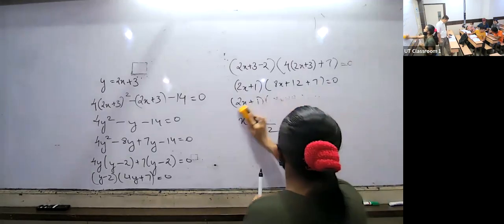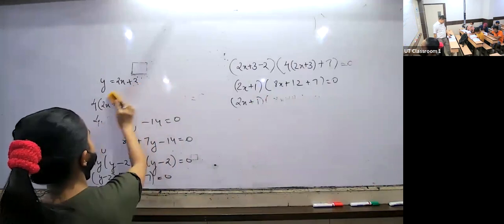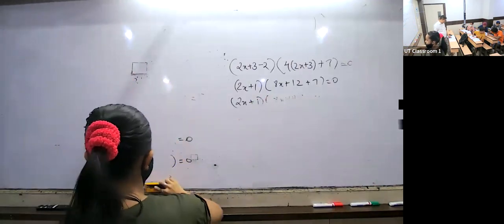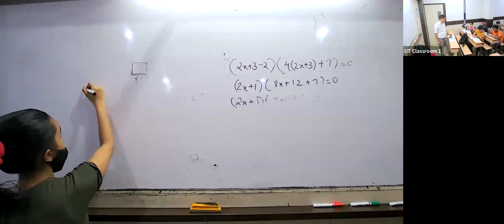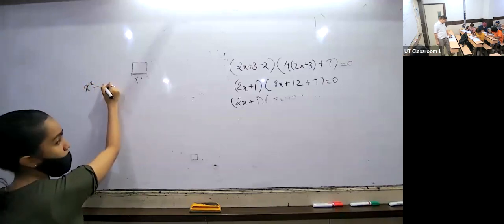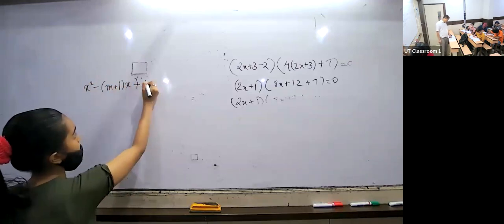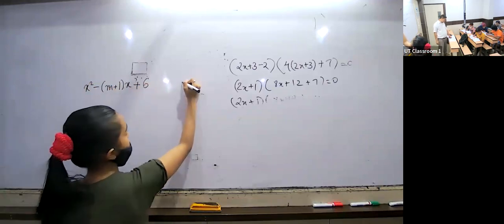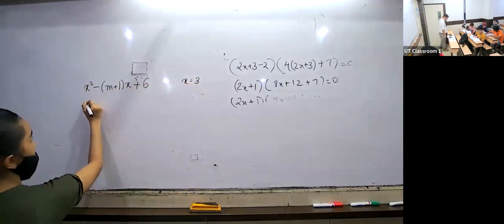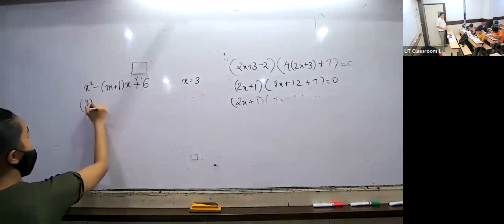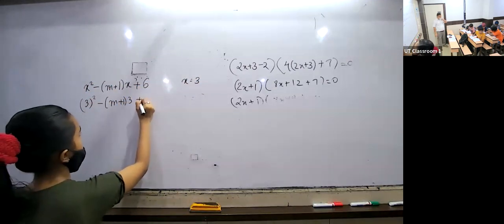So read the question. If the quadratic equation x squared minus (m plus 1) times x plus 6 equal to 0 has one root as x equal to 3, find the value of m and the other root.